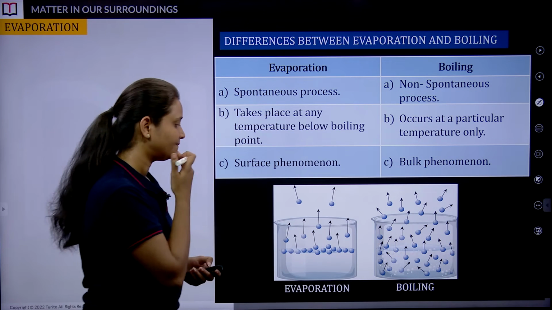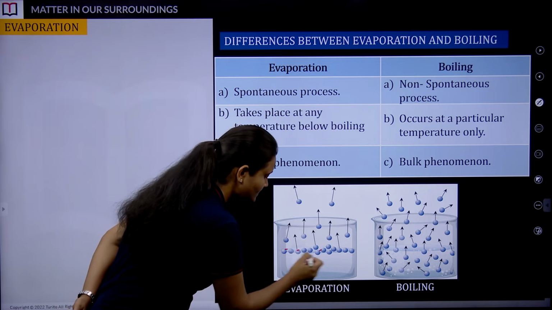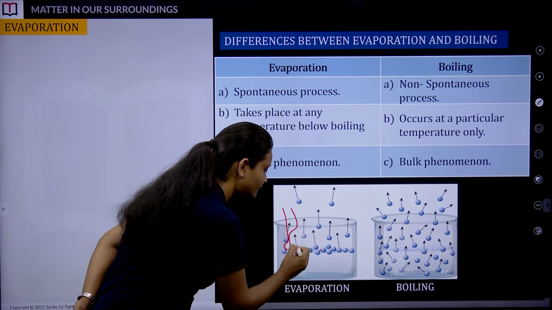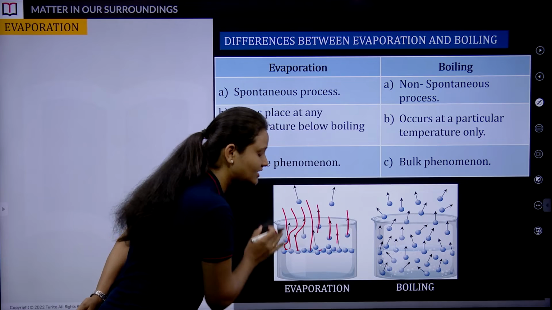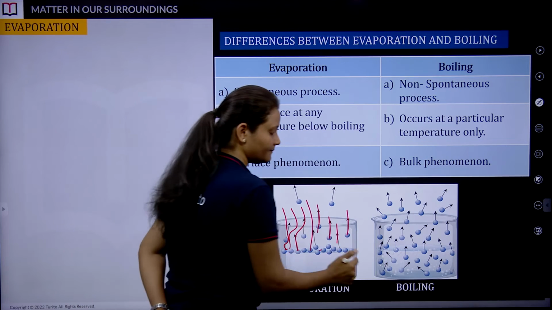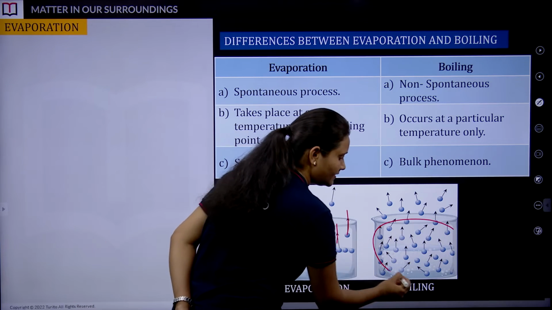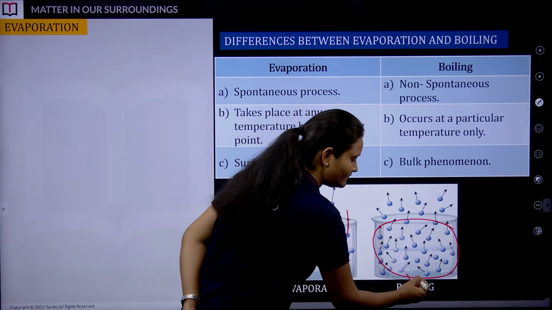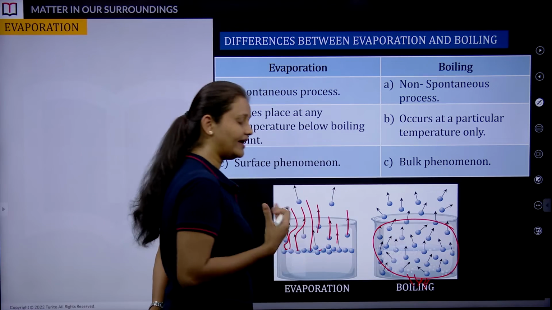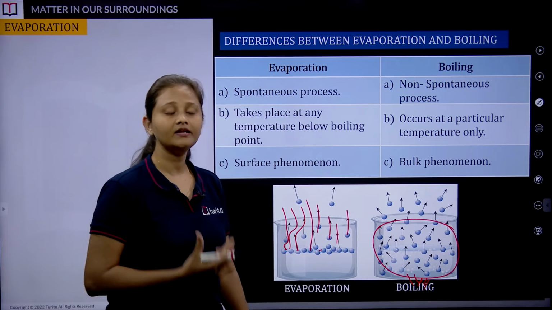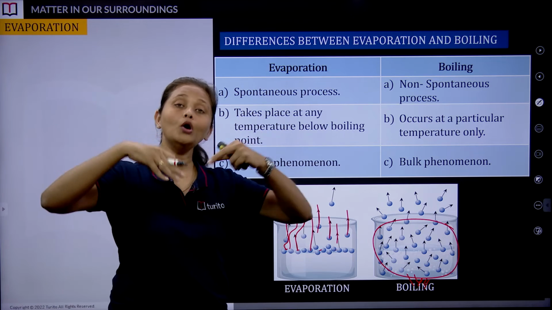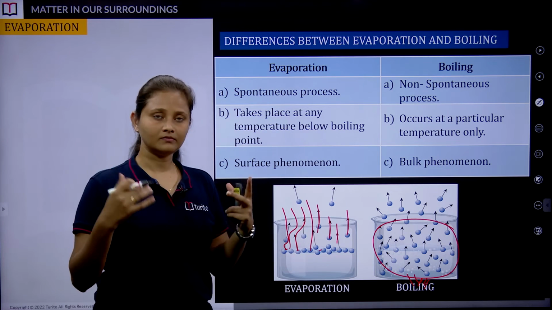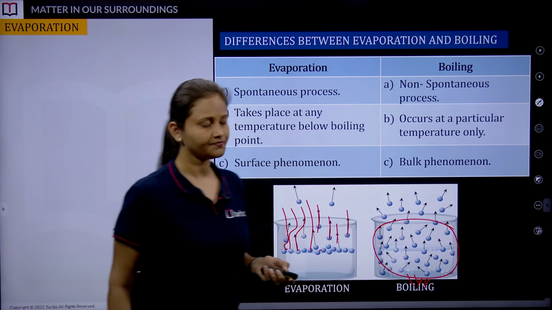Can you all see it? See, these are surface molecules, and spontaneously, naturally, they are escaping. Can you all see? Each and every molecule is leaving the surface. But here, in the bulk, when we supply the heat, all the molecules get extra charge, extra activated. The kinetic energy of these molecules is very high, and they are leaving, boiling themselves at a particular temperature.